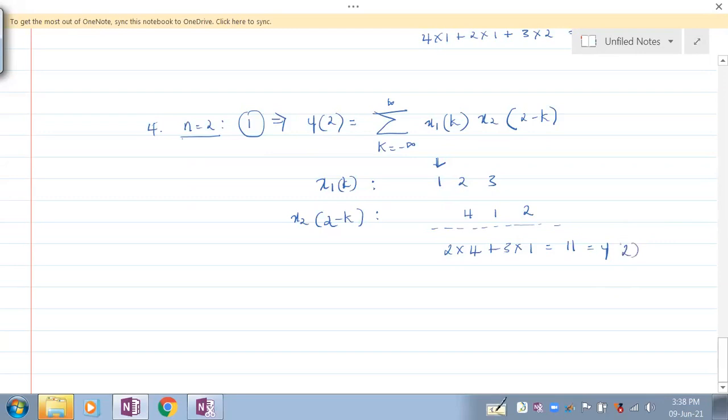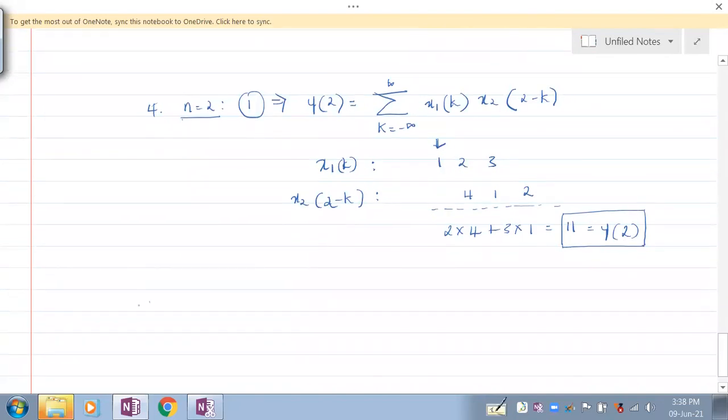That's y of 2 that we have just obtained. So can you give me the last sample? Anybody has calculated the last sample? 12? Okay, let me check that. So it is for n equal to 3 sample.